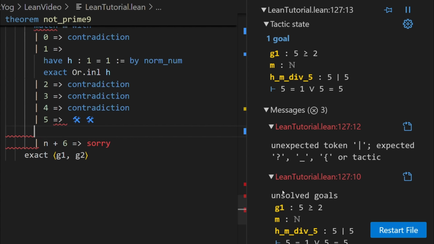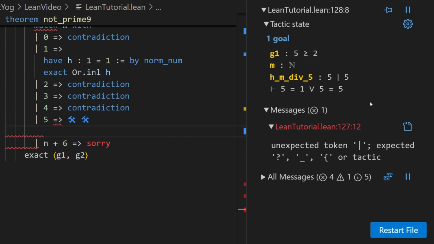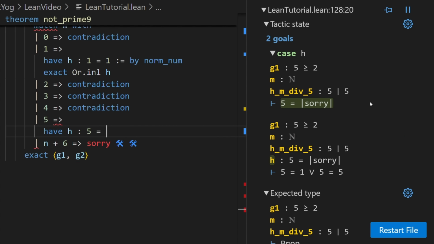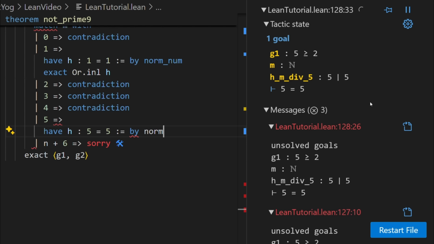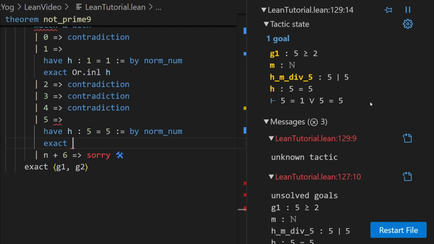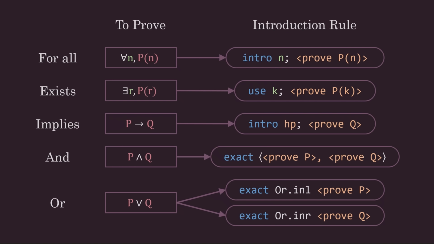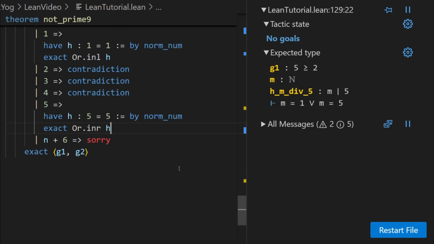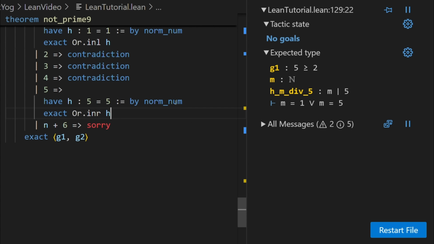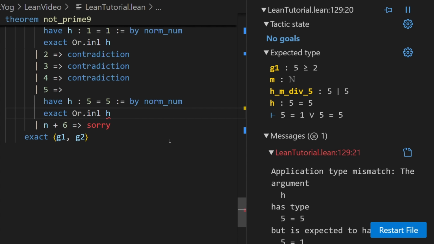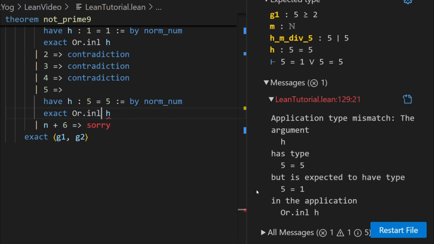Similarly, in 5, the right part is true, while the left one is not. Let's have h be a proof of 5 equal 5 by norm_num. The goal is now exactly Or.inr h. That's the OR introduction for the right side. I can't write Or.inl h here because then it expects a proof of the left side, 5 equal 1.